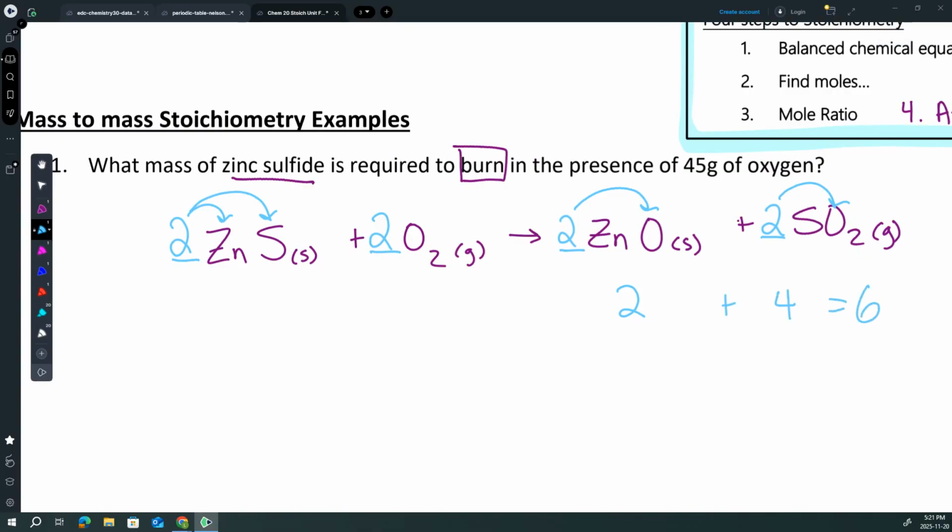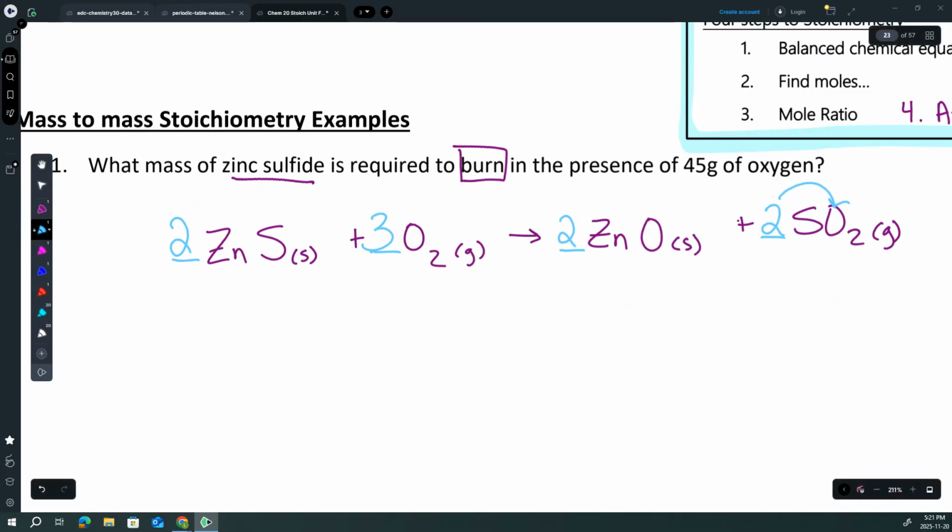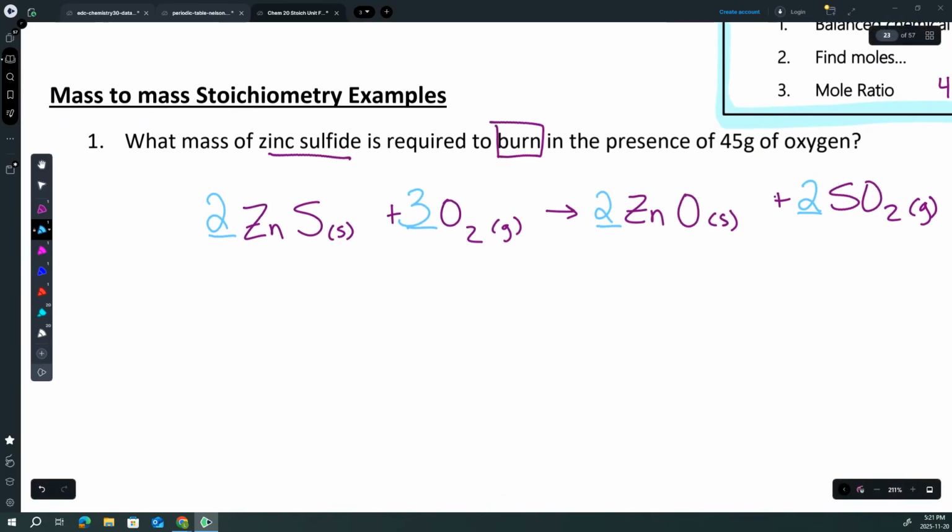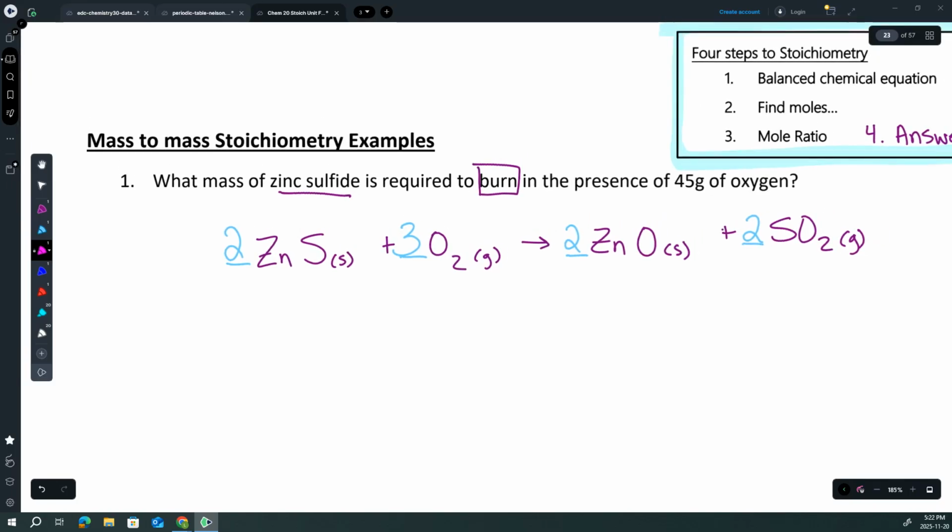Okay, which is 6, which is good because that's a number we can easily get to here. So if we go 2 times 3, that's 6. Okay, so oxygen's balanced. We got 6 going in, 6 coming out. For zinc, we got 2 coming in, 2 coming out. And for sulfur, we have 2 coming in, 2 going out. Everything's balanced. All right. So that was step number 1.